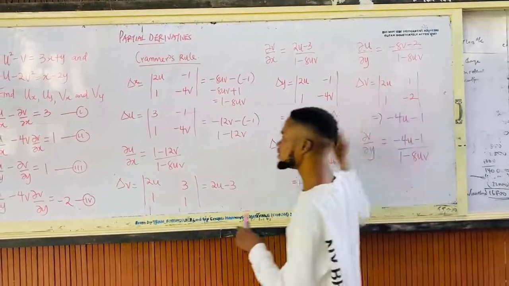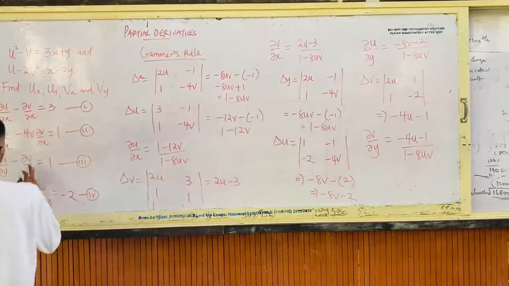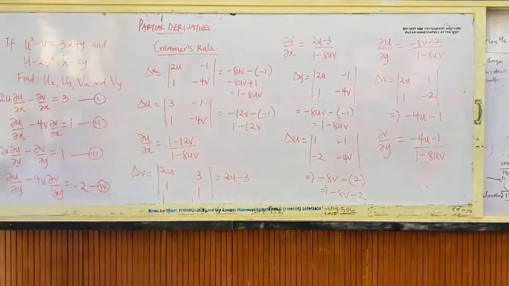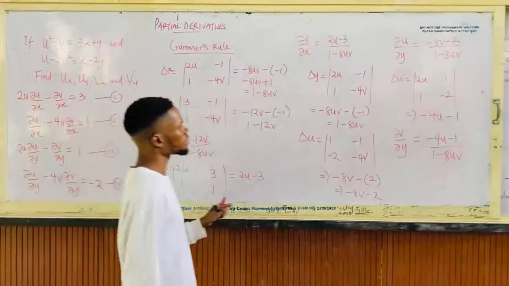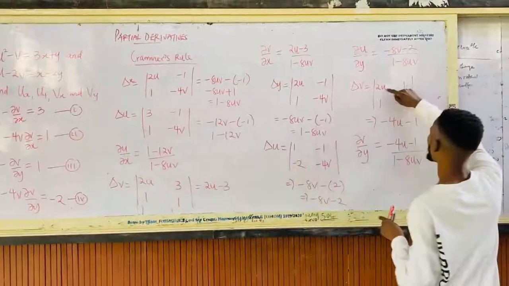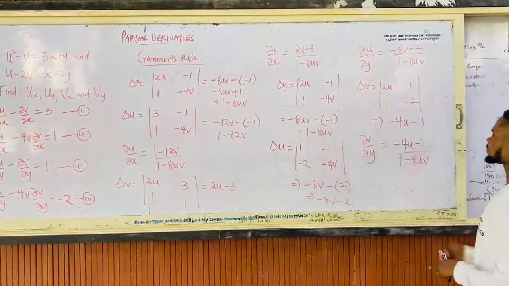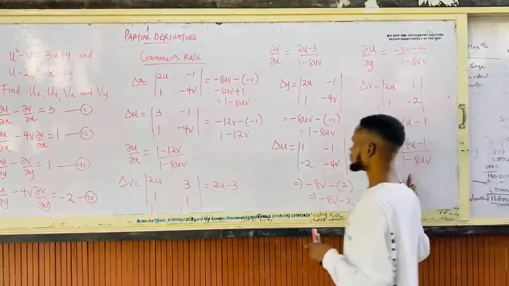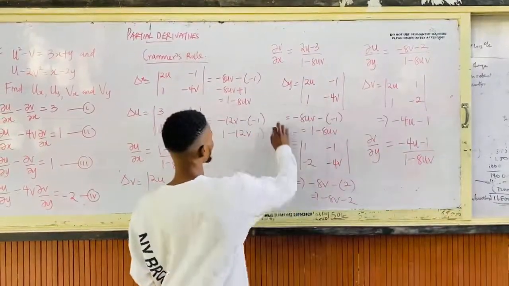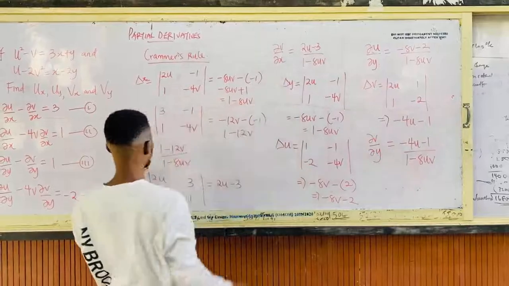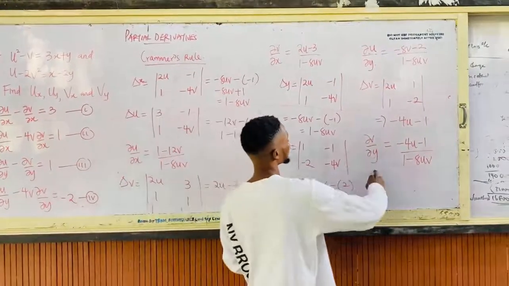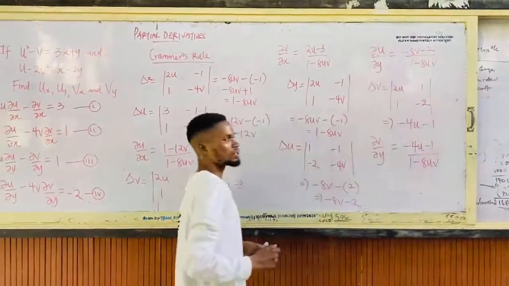So also change in v. For us to look for the dv dy, we're not going to write this. We write 2u and 1. Then we write the constants, which is minus 4u minus 1, so it's minus 4u minus 1 over 1 minus 8uv. So this is the u del x, the v del x, the u del y, and the v del y without using Jacobian.